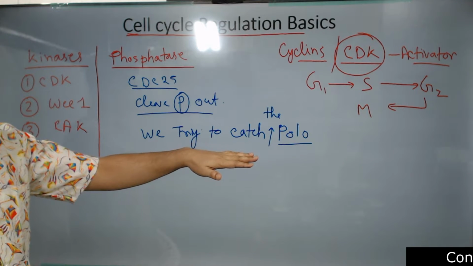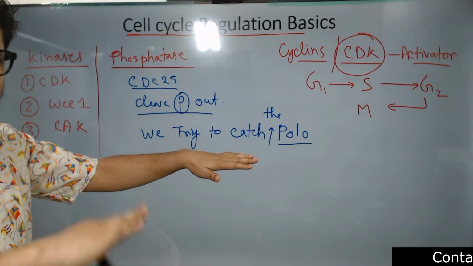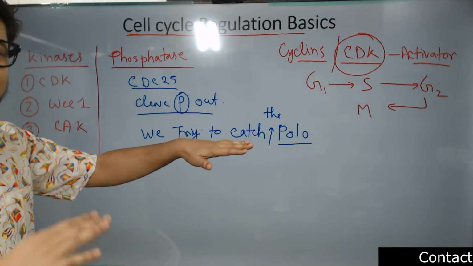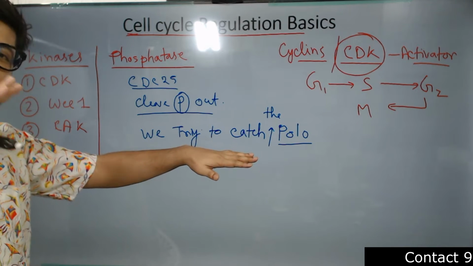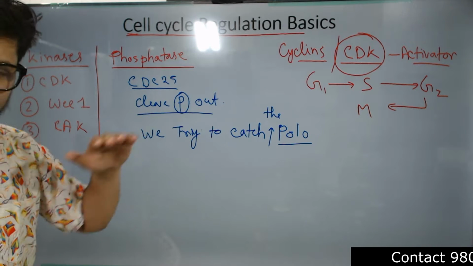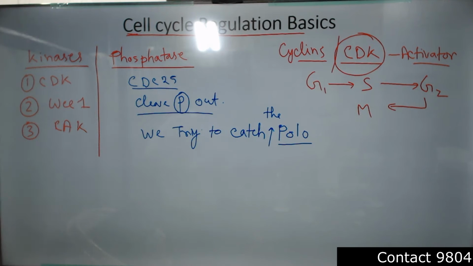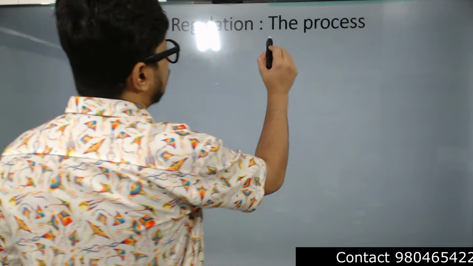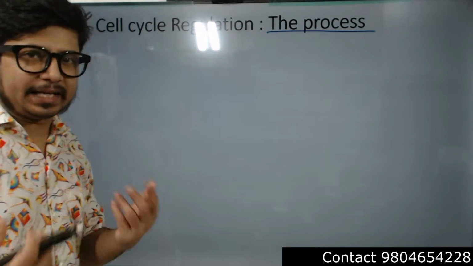क्यों इसको याद रखना है, क्या काम आएगा, अगले स्लाइड में देखते हैं. But this is the mnemonic to remember, this is the trick to remember. We try to catch the polo. If you remember this, you will be remembering all this topic throughout your life. So the first thing that I want to tell now, the process of cell cycle regulation.